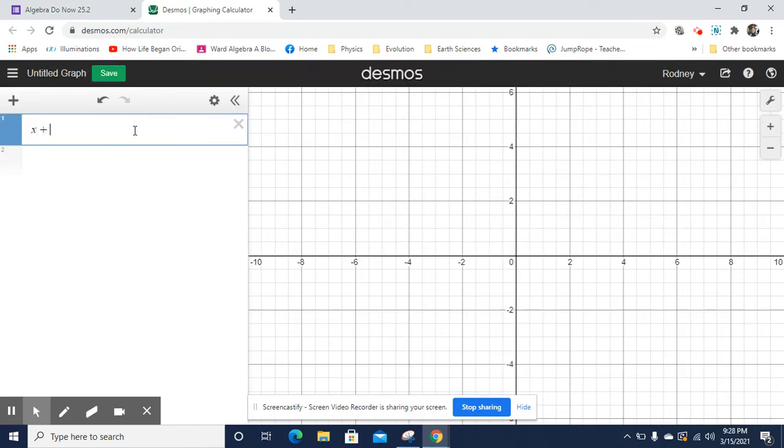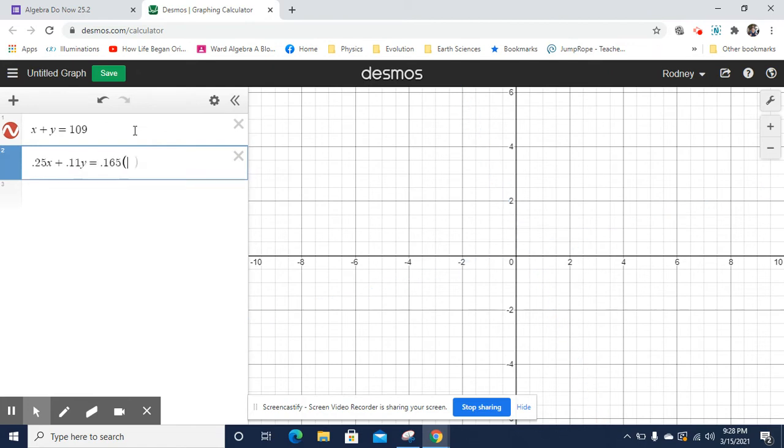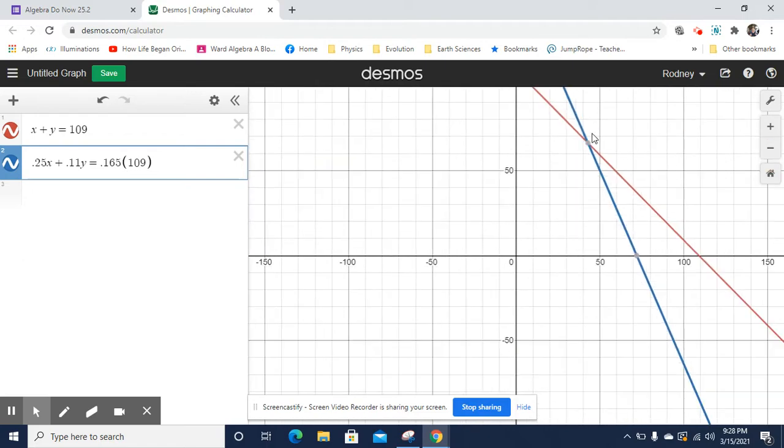So we got X plus Y equals 109, and then we've got 0.25X plus 0.11Y equals 0.165 times 109. And let's go and see what those graphs did. And there we go. Okay, so it looks like we've got about 42.821, which is approximately 43.